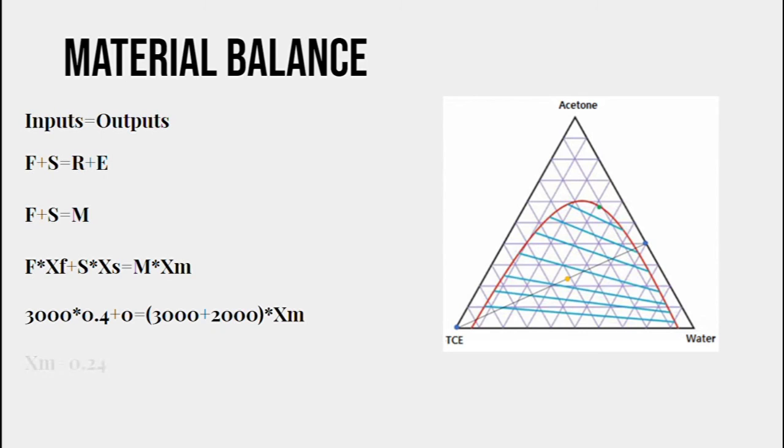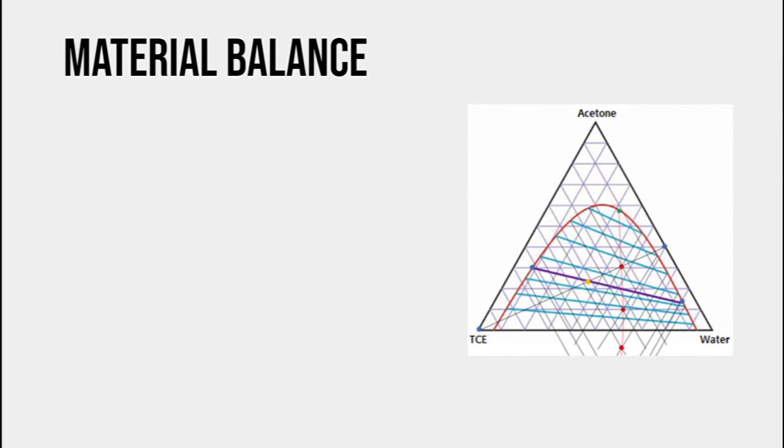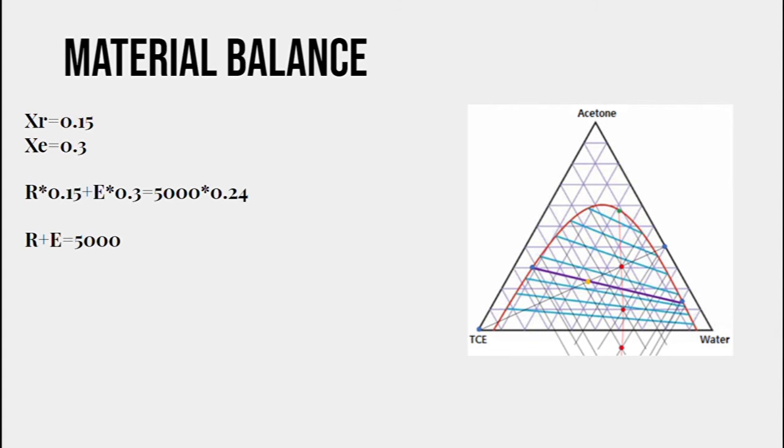So we can find the acetone fraction in the mixture and plot it in the ternary diagram. Using the tie lines, we can find the composition of the raffinate and the extract. As the end point is in the middle of two tie lines, we need to plot a new one. Now we're left with a two-equation system. Solving the system, we find that raffinate equals 2000 and extract equals 3000.